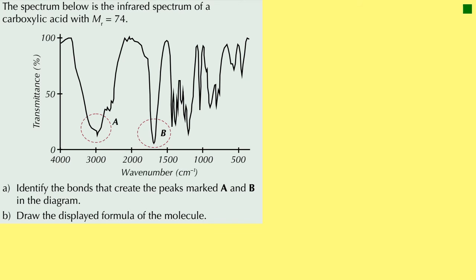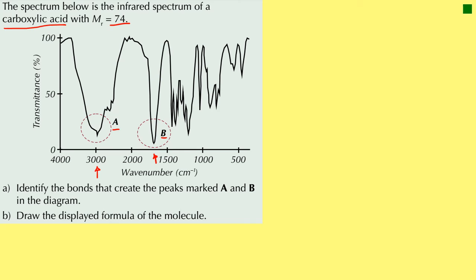So here we have a question that may well be an exam question or part of an exam question. We're given a spectrum, and we're told it's a carboxylic acid. That's kind of them. And we're told the Mr is 74. So part A is to identify the bonds that create the peaks marked A and B. So here's A, here's B, and you can see that the wave number of A is about 3000 and the wave number of B is about 1700.